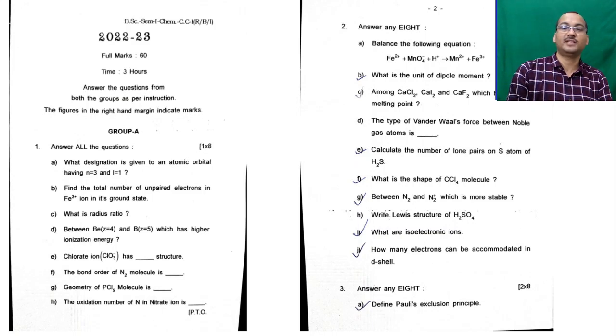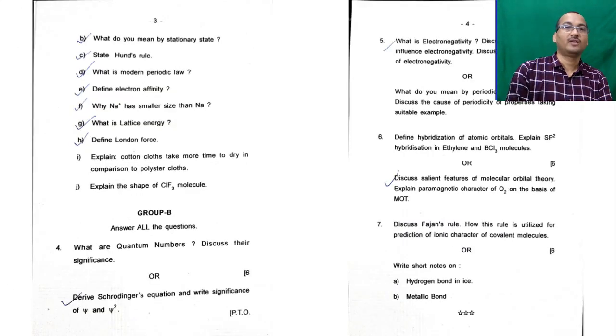The next question is question number 3, which carries 2 marks each. And you need to answer 8 questions. Define Pauli's exclusion principle. What do you mean by stationary state? State Hund's rule. What is modern periodic law?